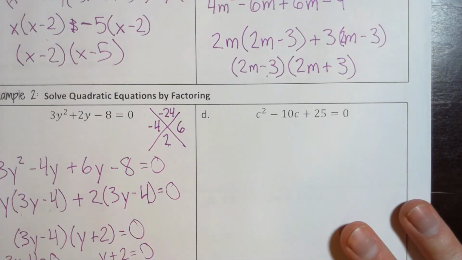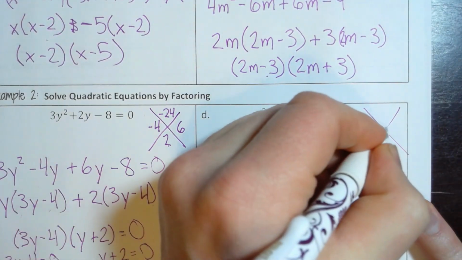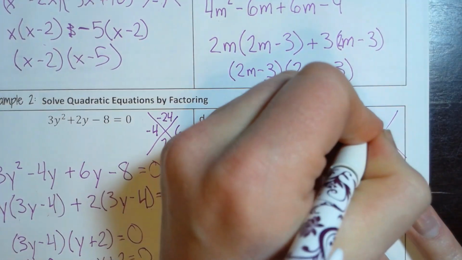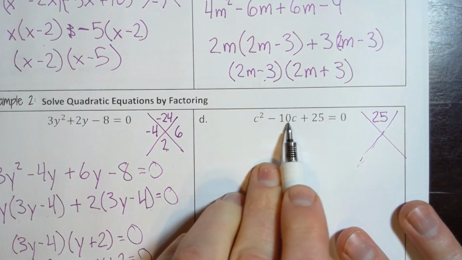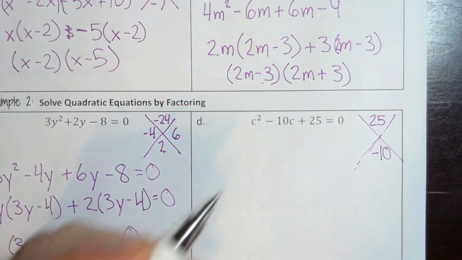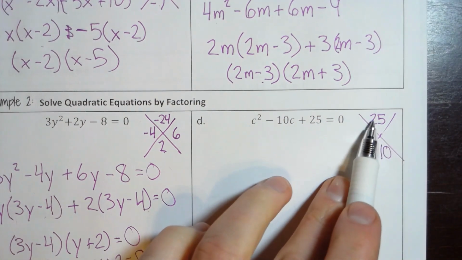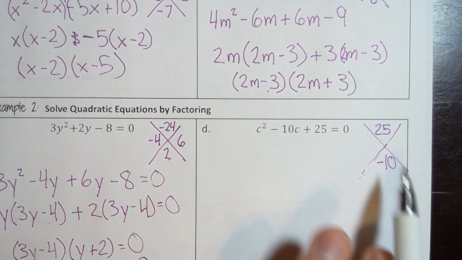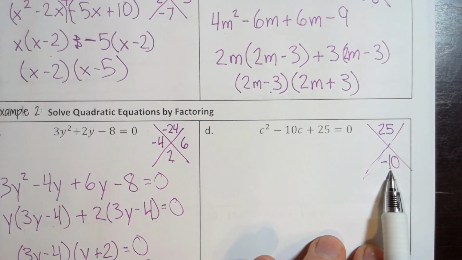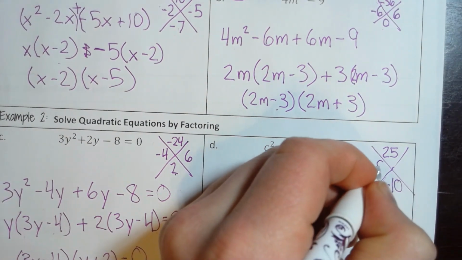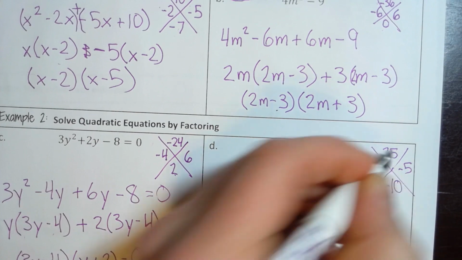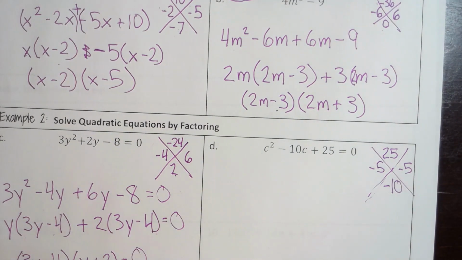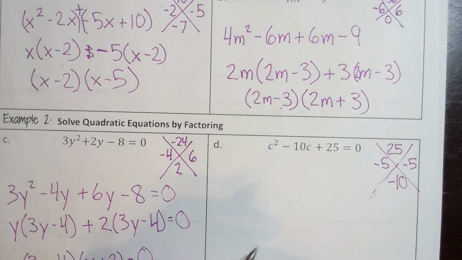Final one to do with me. I'm going to do my x method. A times c, 1 times 25 is 25. And my b is negative 10. Okay, what times what gives me positive 25 but gives me negative 10? Well, these are both going to be negative because I'm going to need a negative times a negative to equal a positive that's going to add up to this. Well, would that be negative 5 times negative 5 is 25, but if I add them together, it gives me negative 10. Perfect.